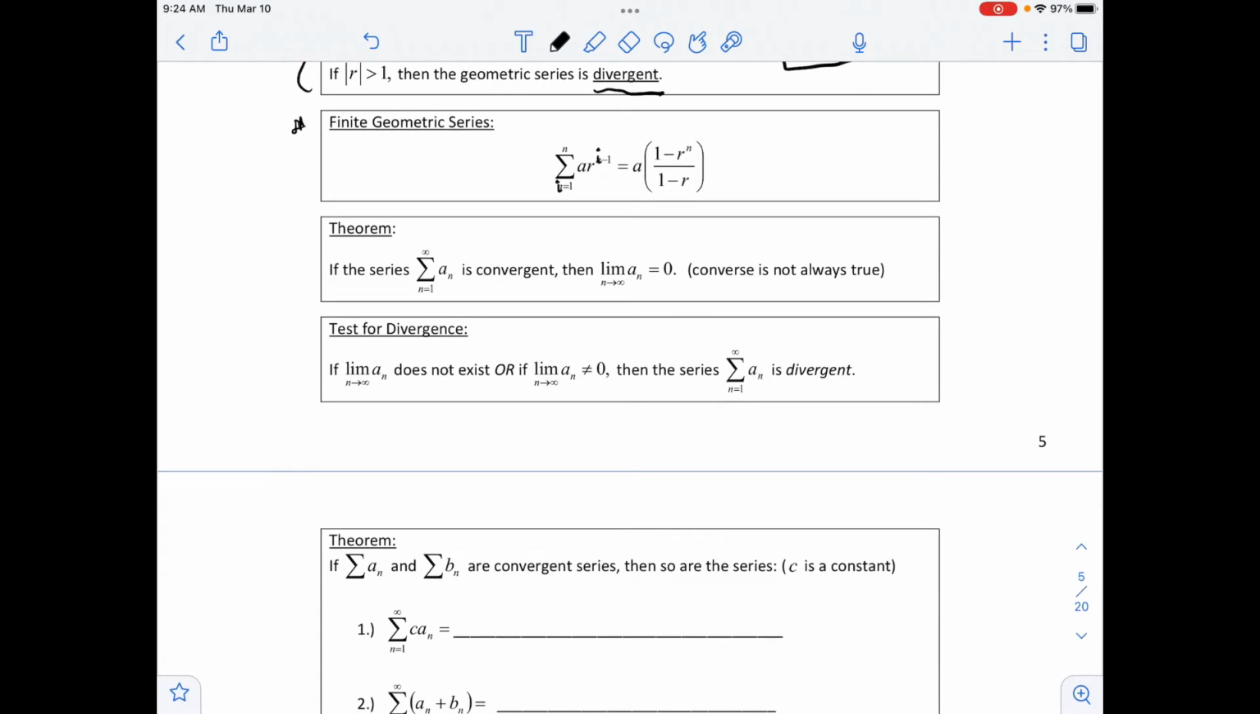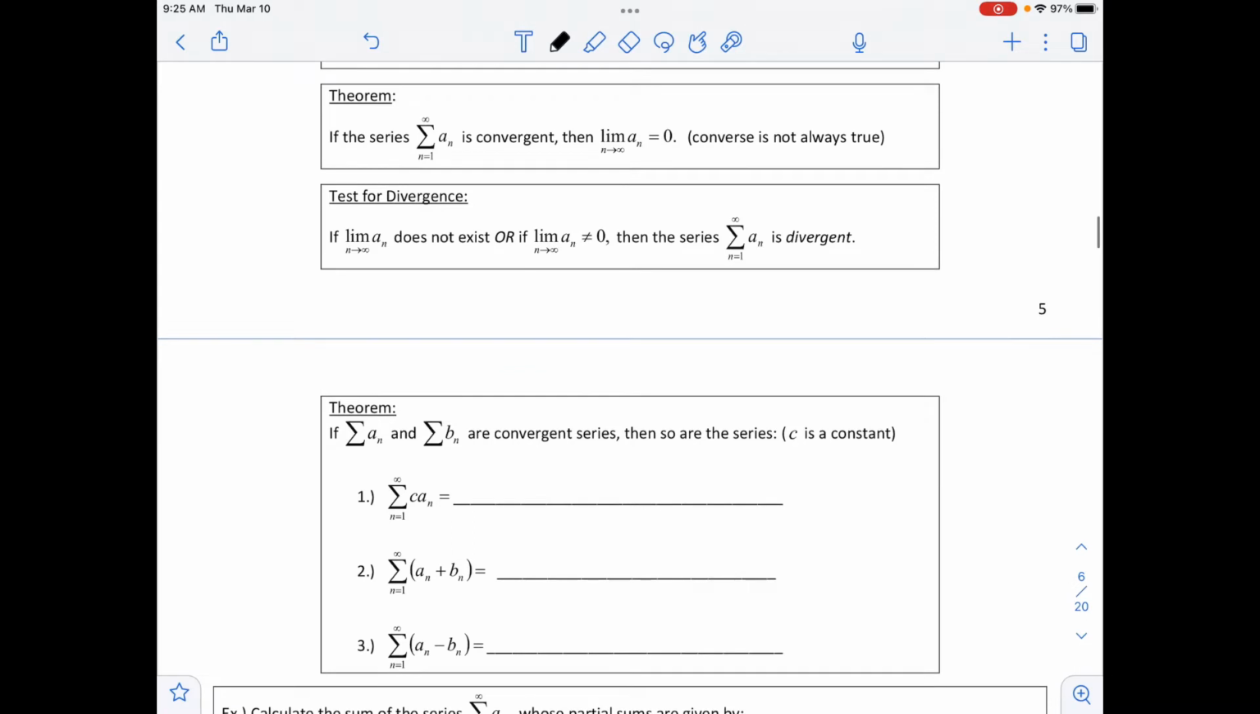And next below this we have a theorem. And the theorem states that if this series, the sum from n equals 1 to infinity of a sub n is convergent, then the limit as n approaches infinity of a sub n is going to equal 0. The converse is not always true.